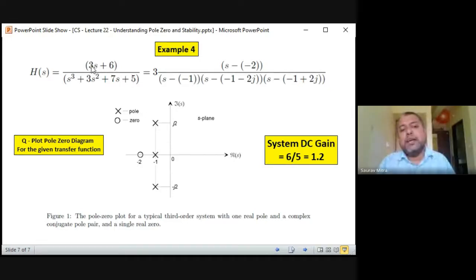So first we took the K value out from here. If we take 3 out, this becomes s plus 2, that means s equal to minus 2. This is called the zero, that is the root of the numerator polynomial. Then from the denominator equation, if there was any coefficient of the highest power of s, we are supposed to take that out first. So that will also be 3, whatever we have got.